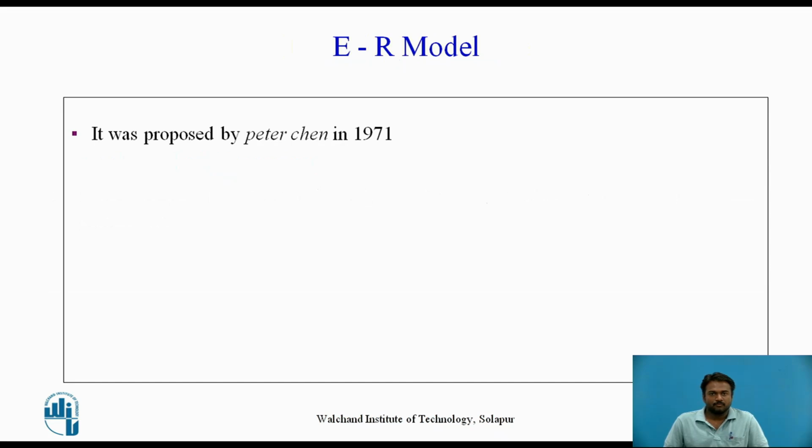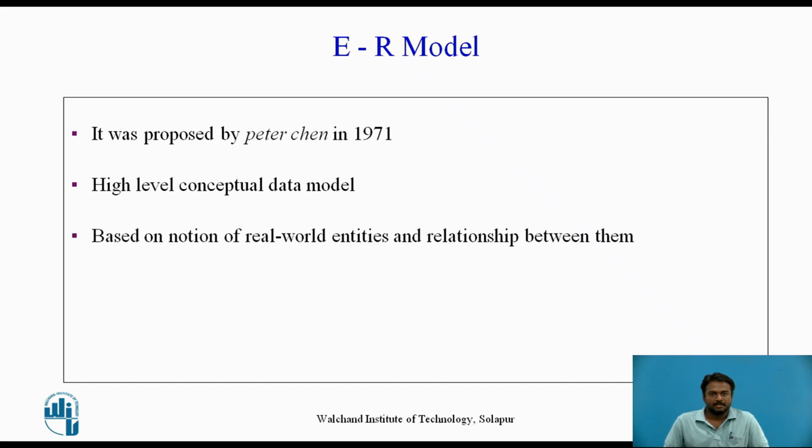Entity relationship model was proposed by Peter Chen in the year 1971 to create a uniform convention which can be used for relational database and network. He aimed to use this model as a conceptual modeling approach. The entity relation model is a high-level conceptual data model diagram. Entity relation model is based on the notion of real world entities and their relationship between them.